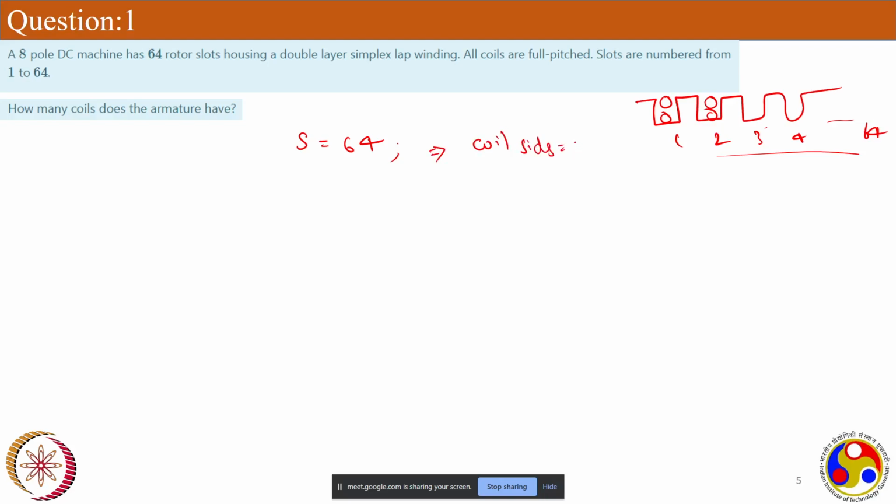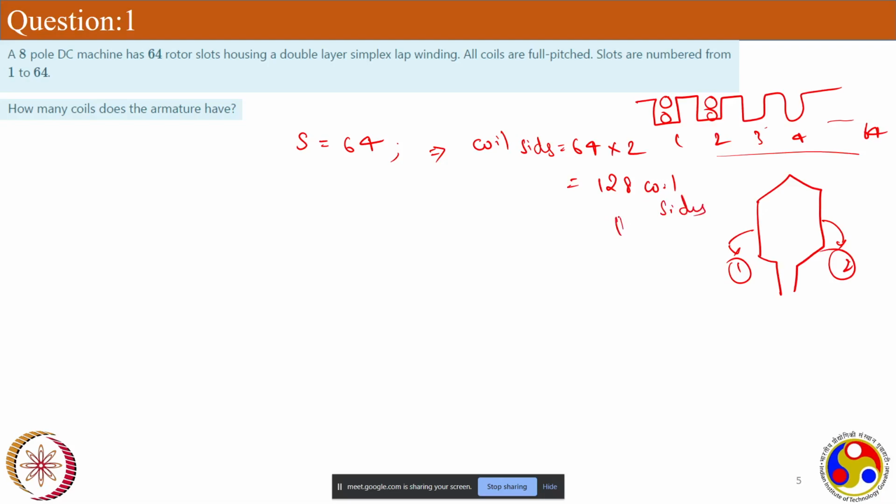Coil sides will be double of the slots, 64 into 2. That means it will house 128 coil sides. Now we know that each coil will have how many coil sides? Coil side 1, coil side 2. Now 128 coil sides means how many coils? 128 by 2, 64 coils. So the answer is how many coils will have? Coils will be also equal to 64. This is how you calculate.